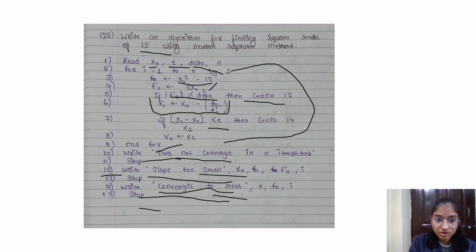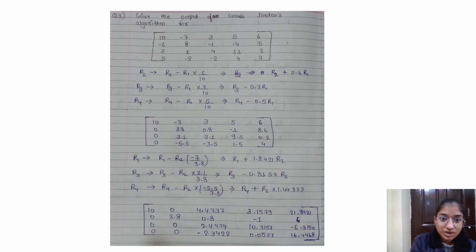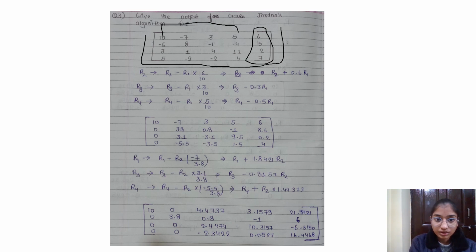Now moving to the next question, question 3, which says give the output for the Gauss-Jordan algorithm. First, we need to understand what a Gauss-Jordan algorithm is. Gauss-Jordan is an algorithm for solving a system of simultaneous equations. In this, the first four columns represent the coefficients, and the last column represents the constant values. Using the Gauss-Jordan algorithm, we write the equations in the form of matrices.